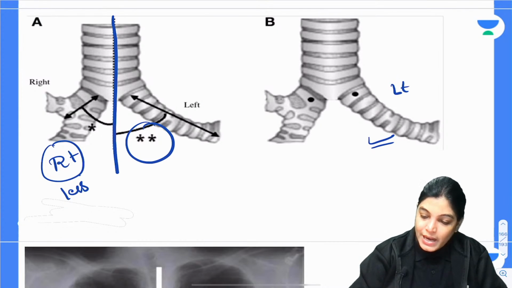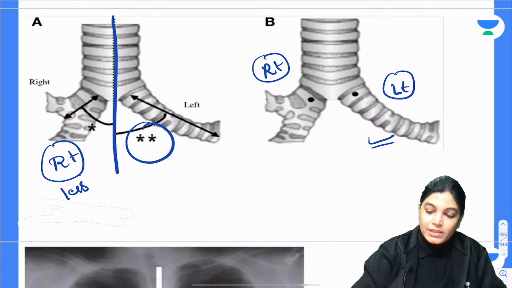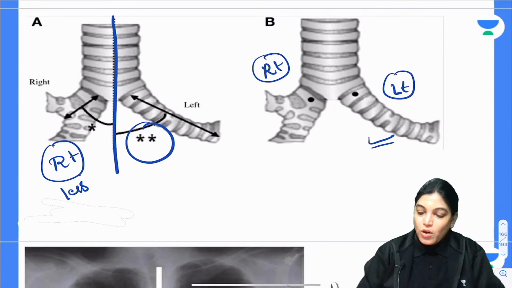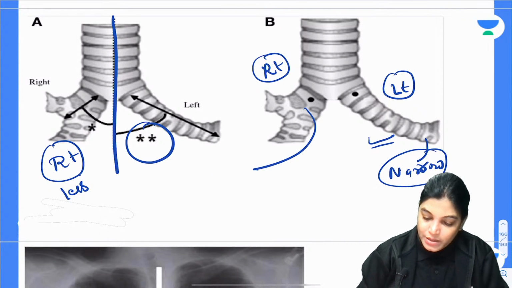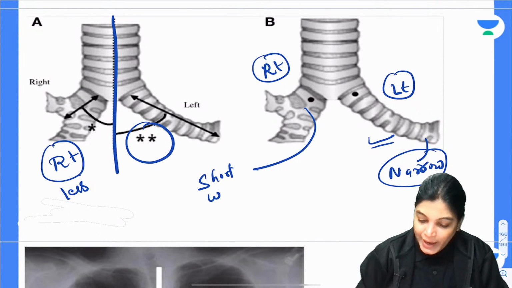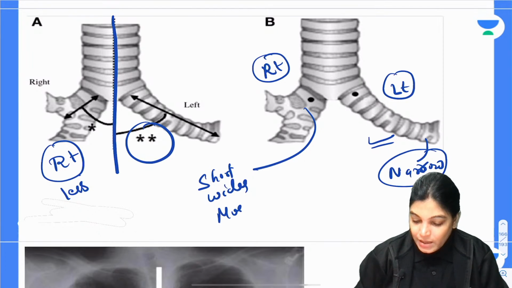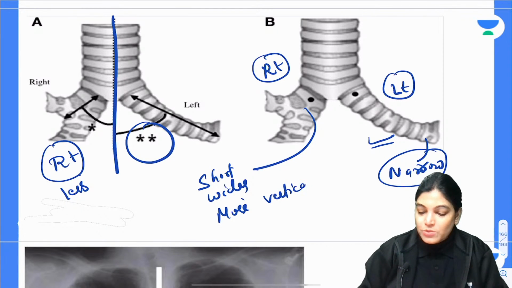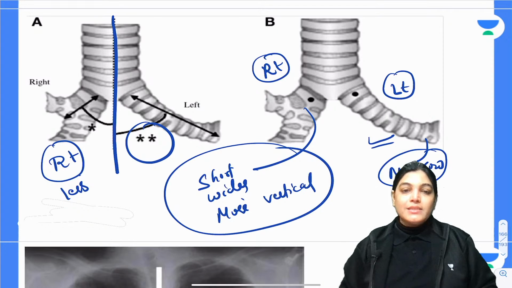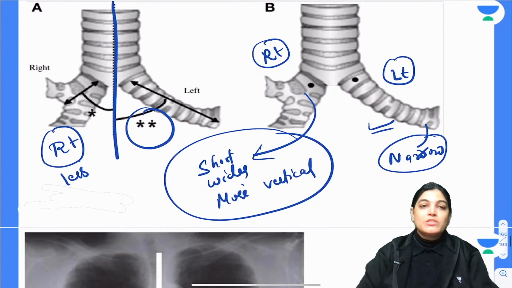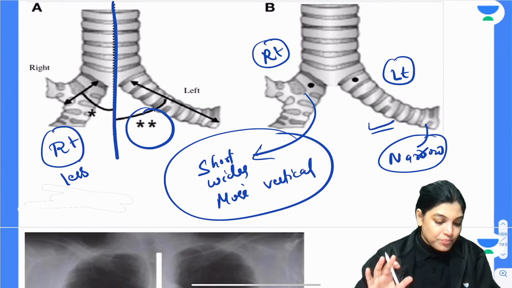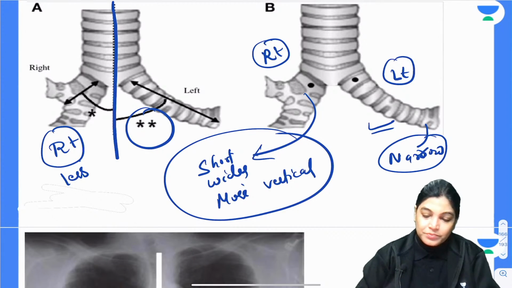This is the left hand side and this is the right hand side. You can clearly see the left principal bronchus is narrower and longer. The right one is short, wider and more vertical. So there is more chance that the foreign structure will be lodged in the right principal bronchus. Is it clear, everyone? Ajay, Parvej?